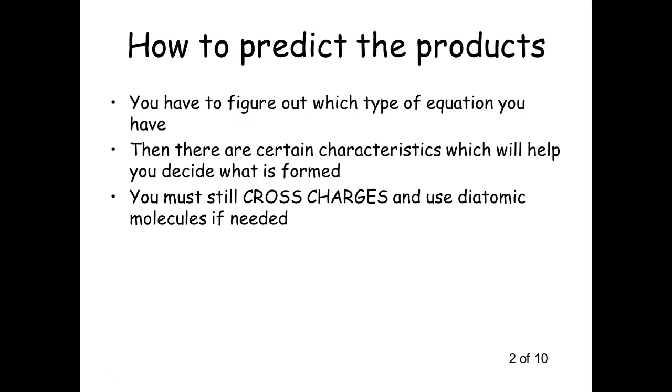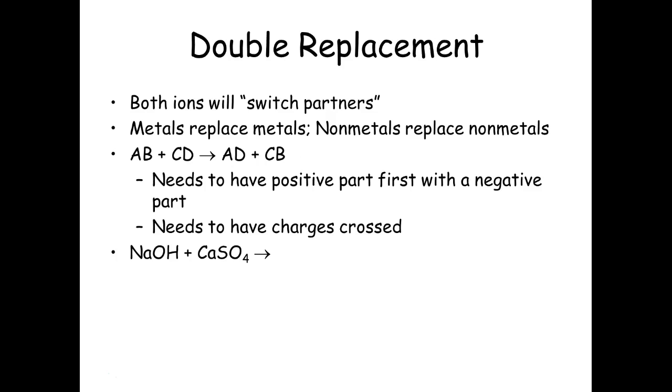There are certain characteristics which are going to help you decide what is formed. And remember, whenever you're writing formulas in a compound, you still have to cross the charges and use subscripts if it's a diatomic molecule. All right, so let's start with double replacement. In double replacement, you have two compounds and you switch the partners and form two new compounds. Remember, you have to have likes replacing likes. That would mean metals replace the metals, nonmetals replace the nonmetals, and you always still have to write them with the positive part first and the negative part second. Lastly, you need to cross the charges.